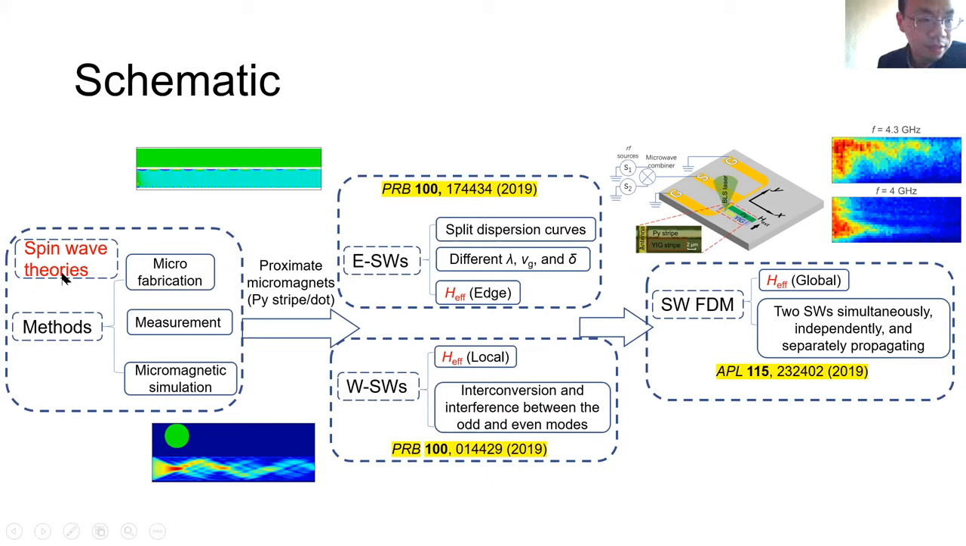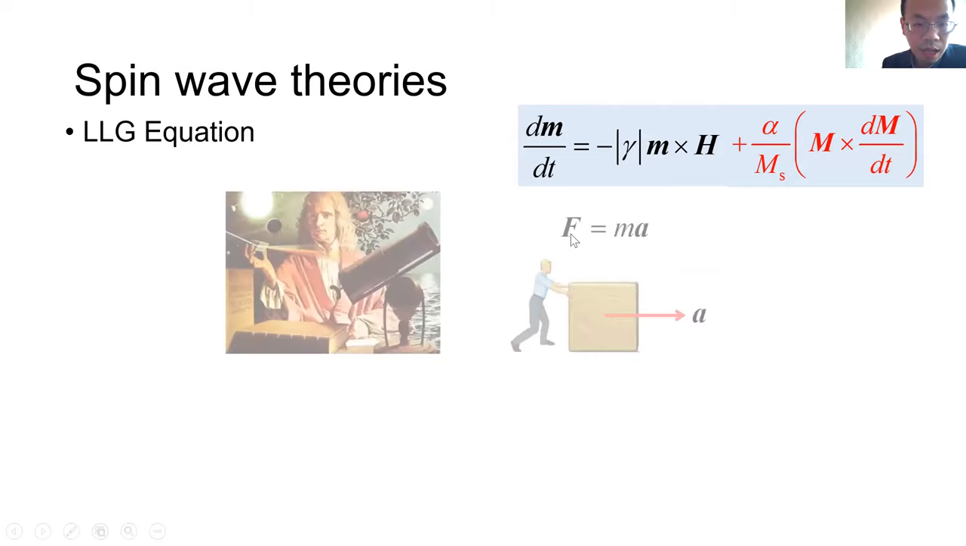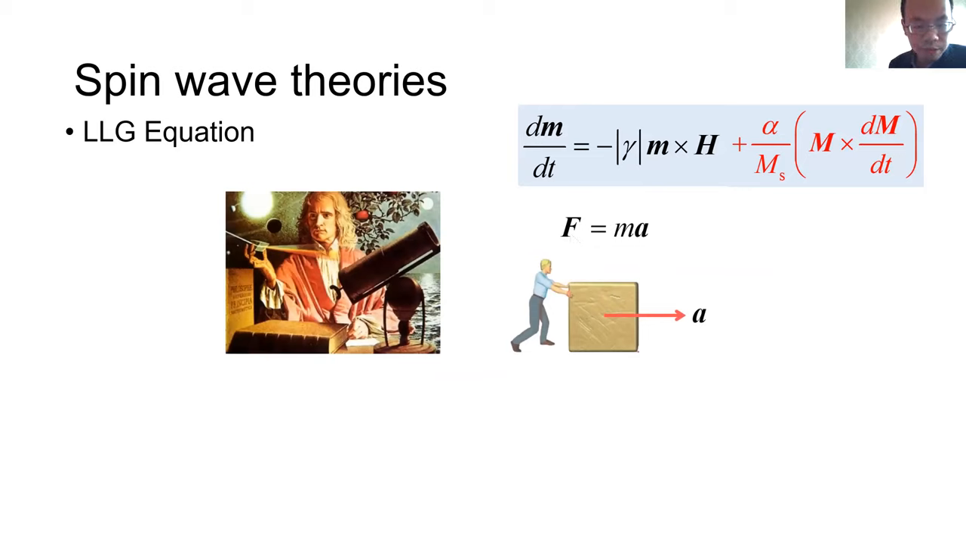Okay, let's begin from the very beginning, spin wave theory. I assume that most of you can see these equations at the beginning of many papers. It's called the LLG equation, the Landau-Lifshitz-Gilbert equation. How this equation comes out, many papers would not explain it and just give it and then start their research. Here, I would like to show you how this equation comes out, starting from Newton's second law, which we learned when we were in high school.